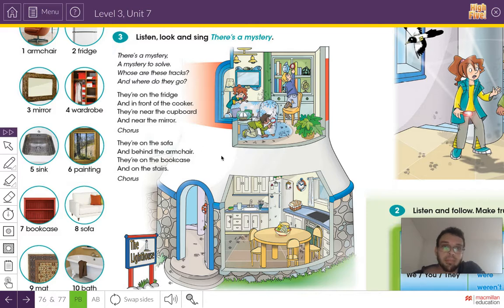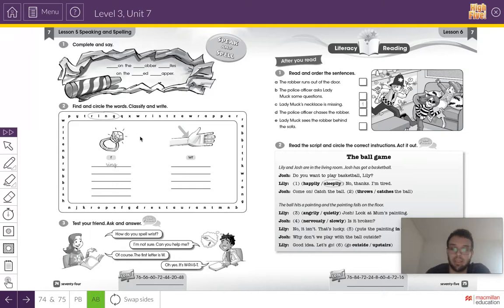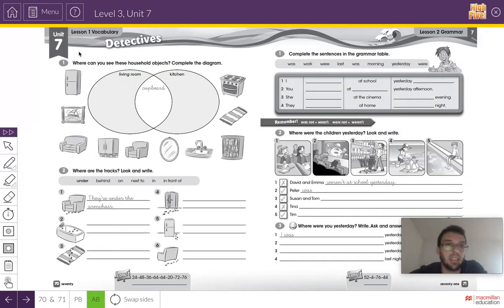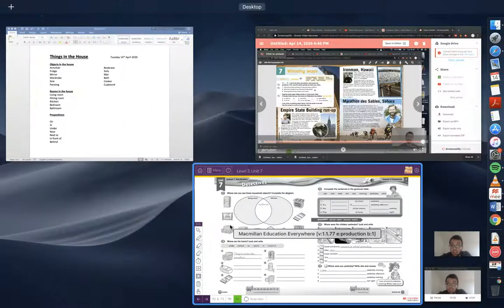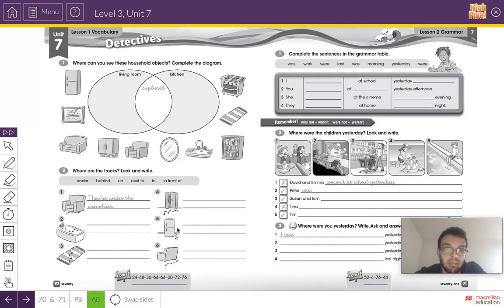Okay, anyway, let's go now to our activity book. We're going to go Unit 7, Lesson 1, Vocabulary, and it should be page 70. Maybe it's different in your book. Okay, page 70. Very good. And what we're going to do now is we've got 2 exercises to do. So let's do these all together.